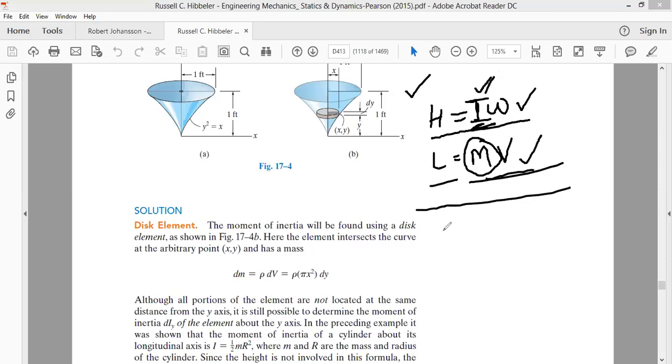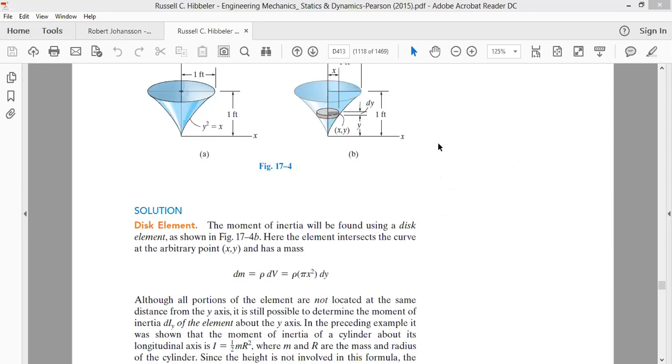In the next class, we'll talk more about how to find the value of I for different solids. And then after finding the value of I for different solids, we'll try to solve a few more problems. And with that, we'll end the force acceleration analysis.